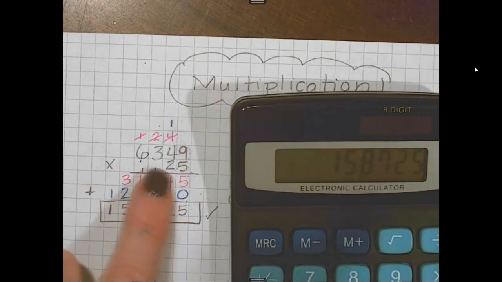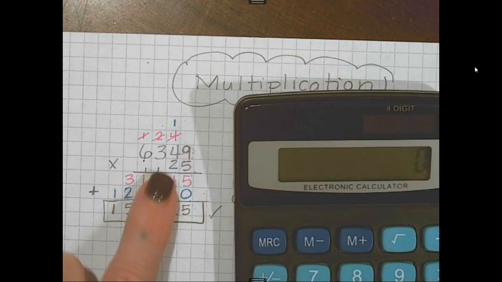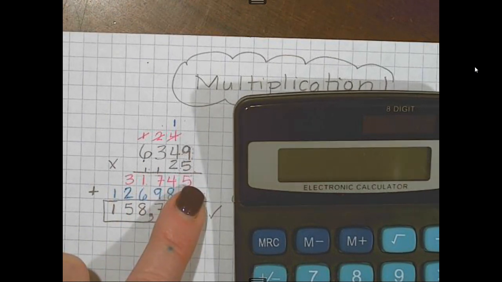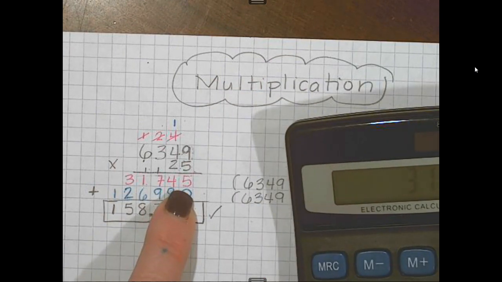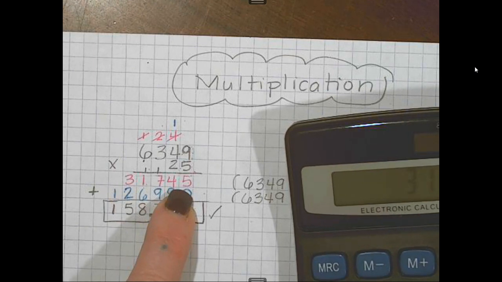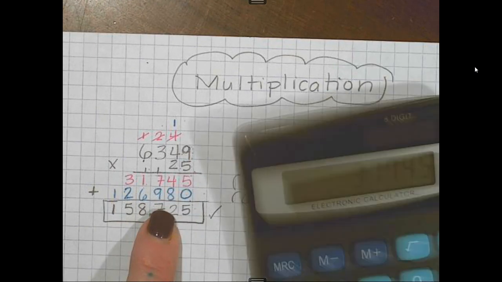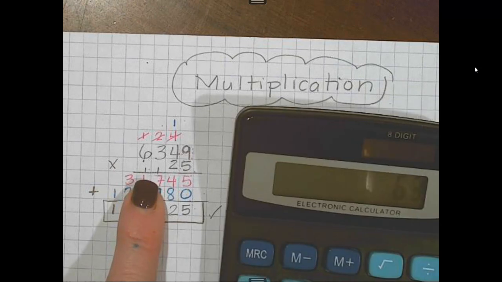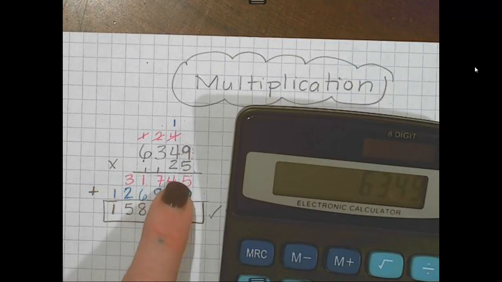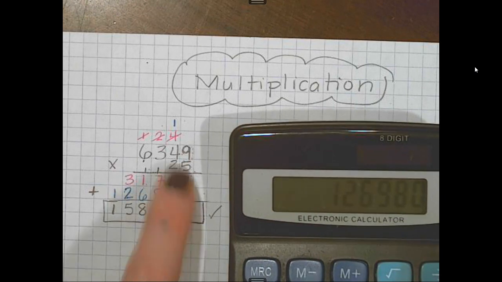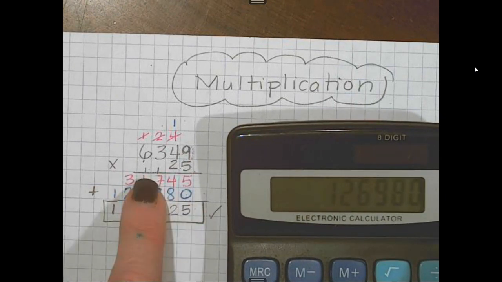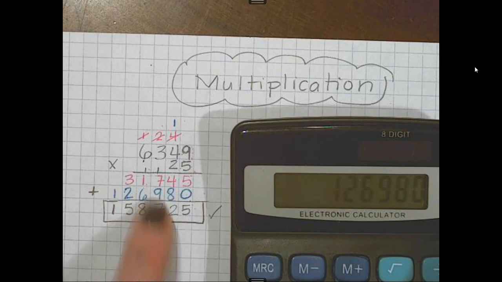So if you take your top factor, 6,349, and multiply it by 5, you can check to see if you have the right partial product on the first row. If that's correct, then what you want to do is take your 6,349 and multiply it times not 2, but 20, and see if you have the correct partial product on that row. If both of your partial products are correct, then your mistake is in addition.